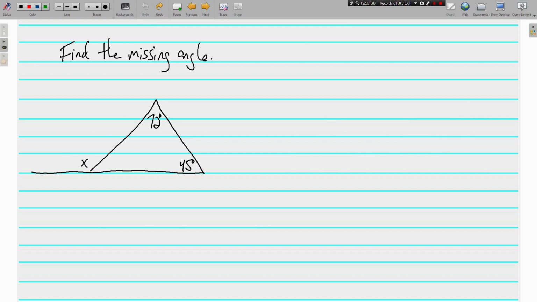Find the missing angle. Here we have an exterior angle of a triangle, and we don't know what the interior angle is, the one that's adjacent to it, but we do know the non-adjacent angles. The exterior angle is equal to the sum of the other two. So this one's actually pretty easy. 45 plus 72 is 117. So our missing angle is 117 degrees.